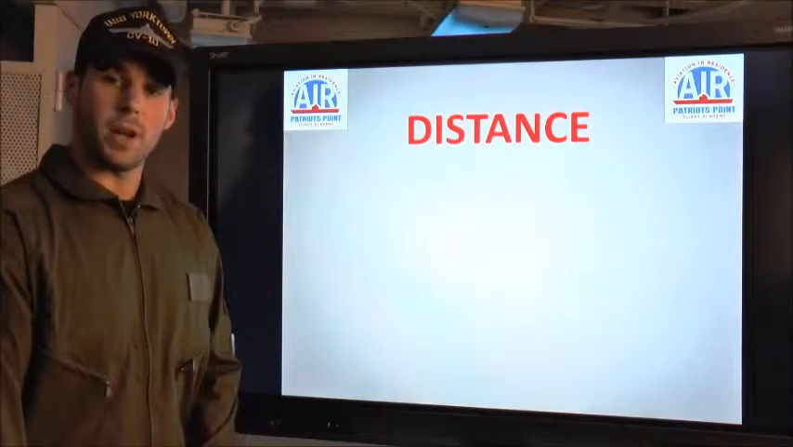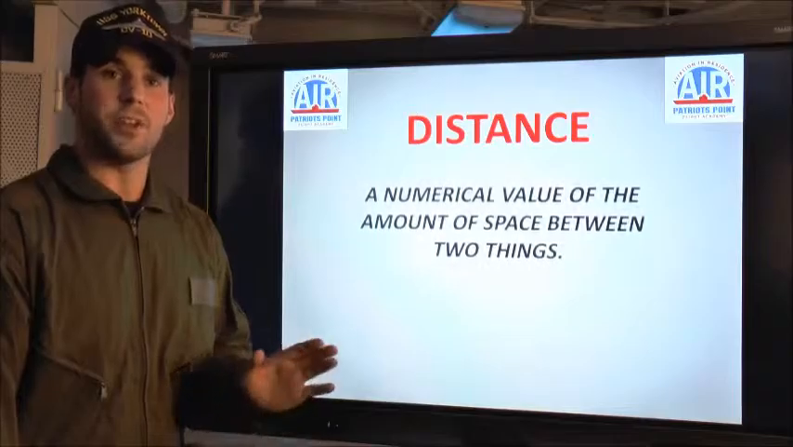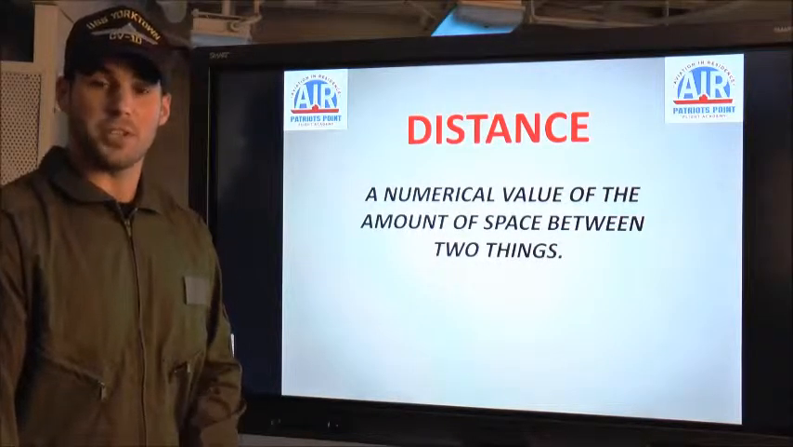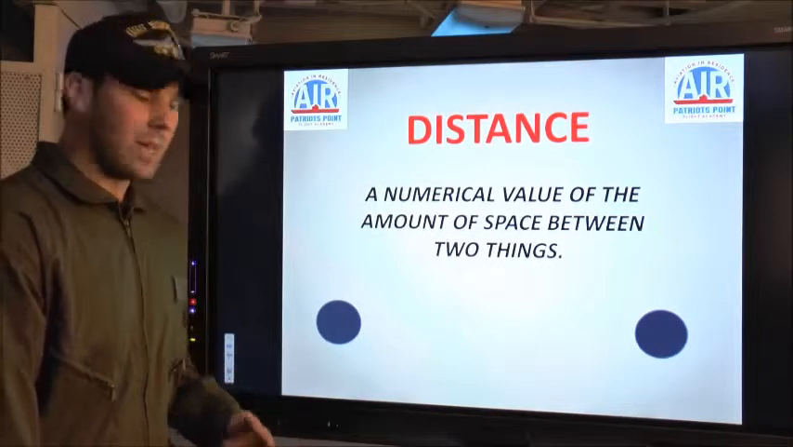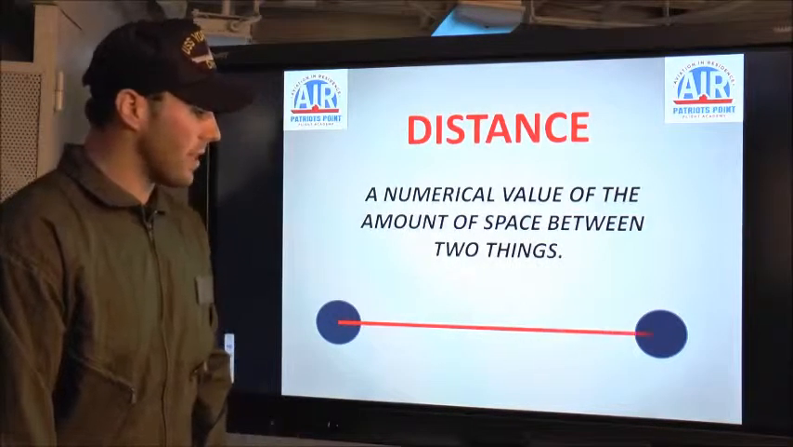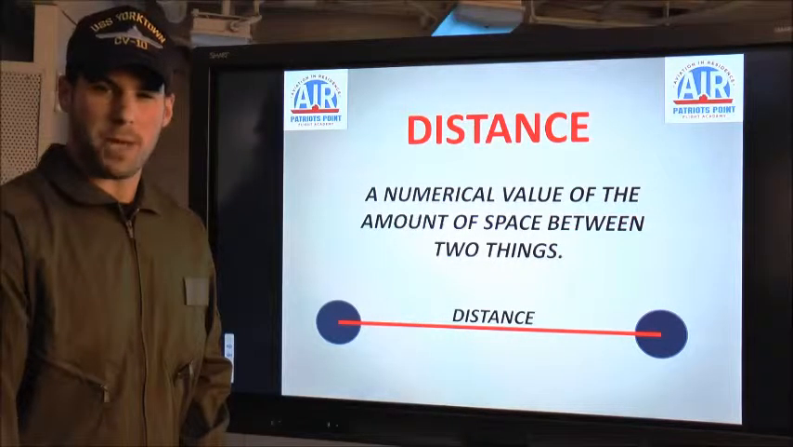The first element we're going to talk about is distance. Now, what is distance? Distance is the numerical value of the amount of space between two things. For example, let's pull up these 2 points. If I were to draw a red line in the space between these 2 points and calculate it, that would be the distance. Let's see how this correlates with speed.